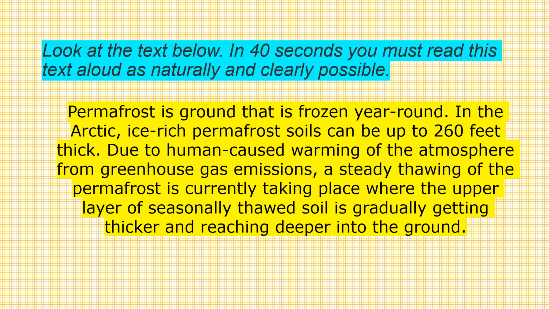Permafrost is ground that is frozen year-round. In the Arctic, ice-rich permafrost soils can be up to 260 feet thick due to human-caused warming of the atmosphere from greenhouse gas emissions. A steady thawing of the permafrost is currently taking place where the upper layer of seasonally thawed soil is gradually getting thicker and reaching deeper into the ground.